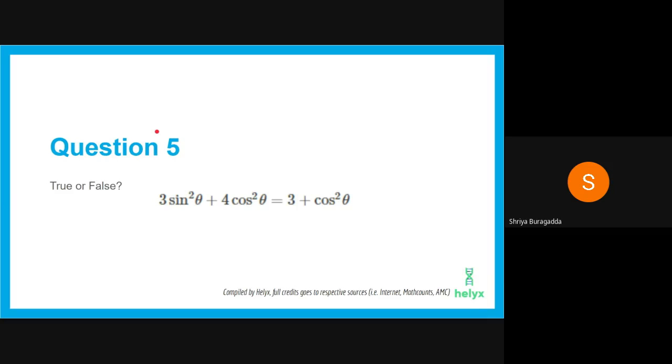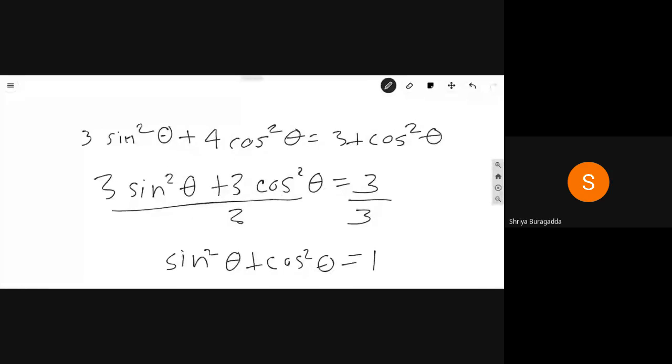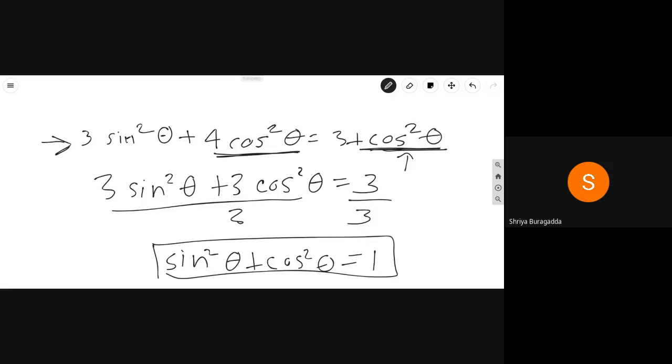Okay, and this one is true. So I opened up an online whiteboard so I can show you how to get there. So this is the original problem. And what I did was, since there was a cosine squared term on each side, I just subtracted this one from both sides, and that led me to 3 sine squared theta plus 3 cosine squared theta equals 3. And then I was able to divide both sides by 3, and that leaves you with our original identity, which we know is true.